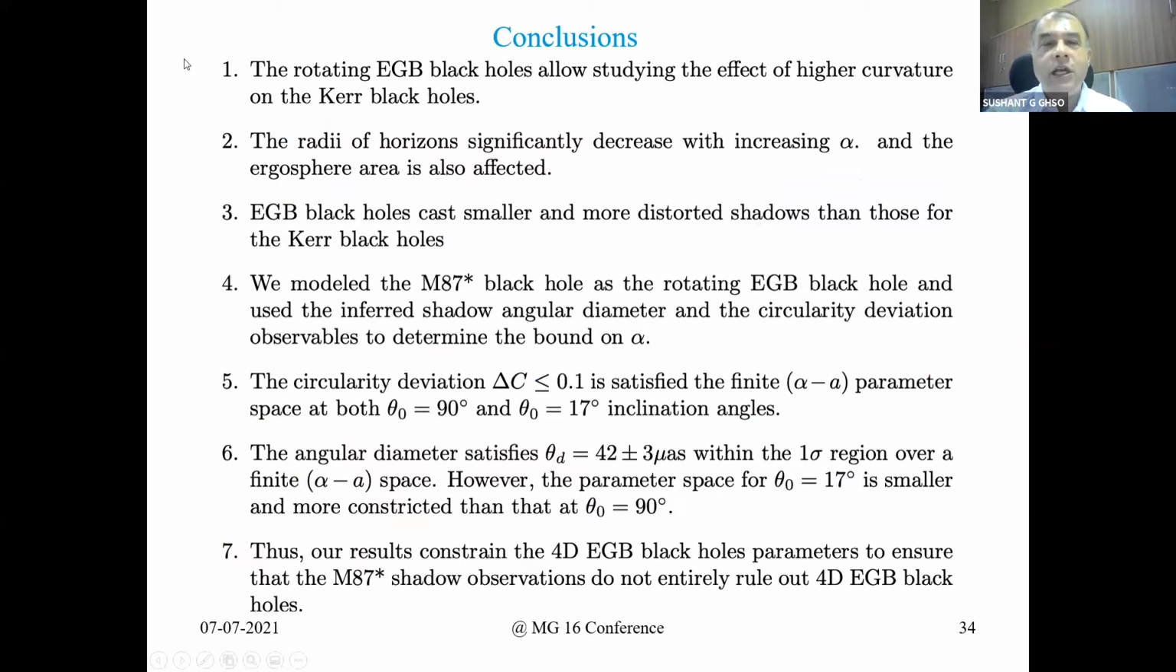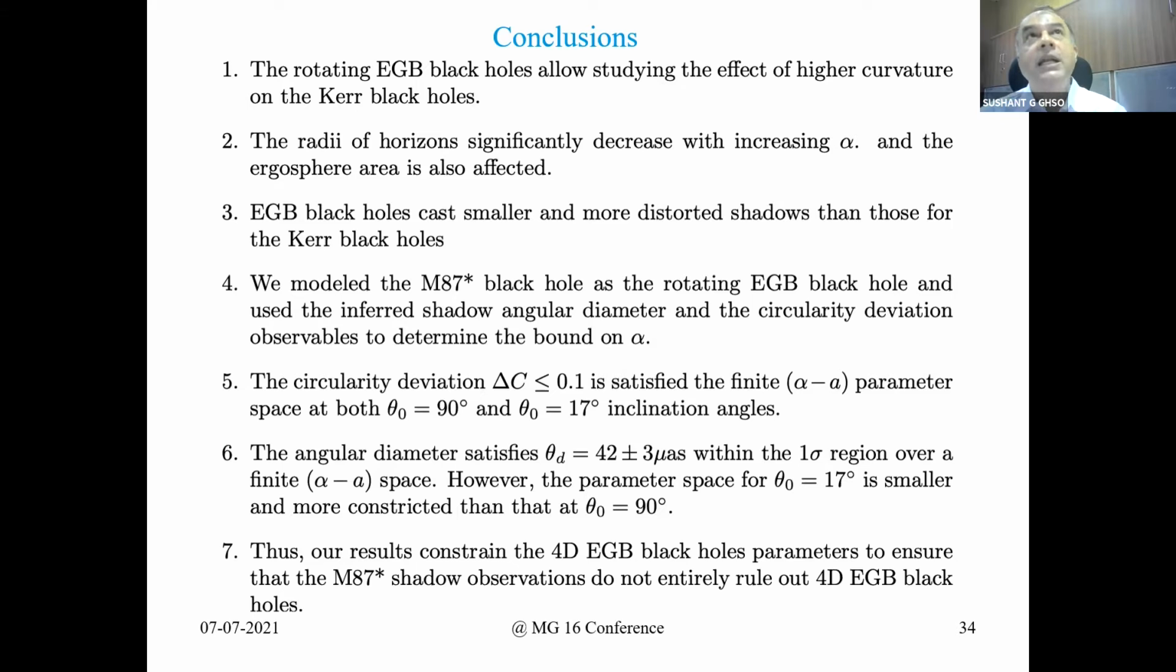So lastly, conclusion: the rotating black hole shadow allows us to study the effect of higher curvature on the shadow of the black hole. The radius of the horizon significantly decreases with the increasing Gauss-Bonnet parameter alpha, as we have shown. The ergosphere is also affected, and therefore the shadow is also affected. The EGB black hole casts a smaller and more distorted shadow, as I said before.